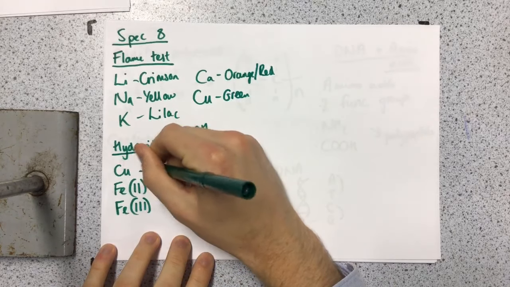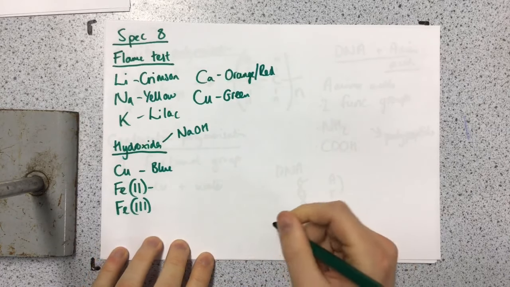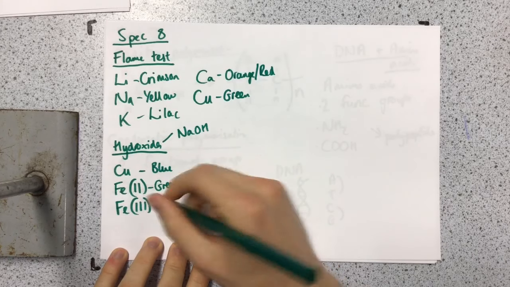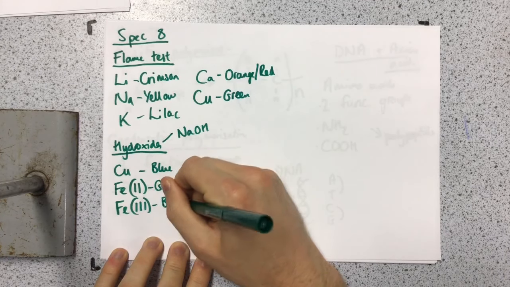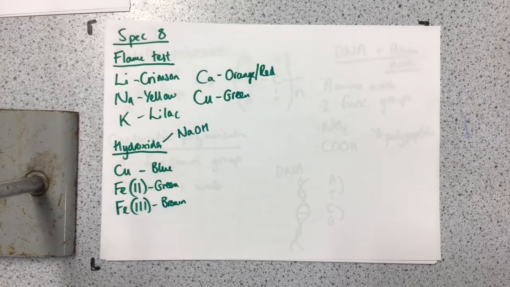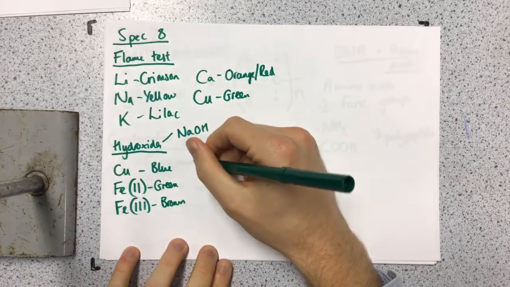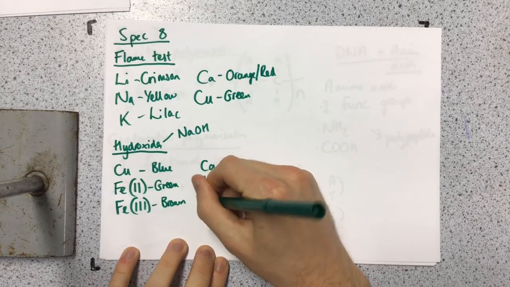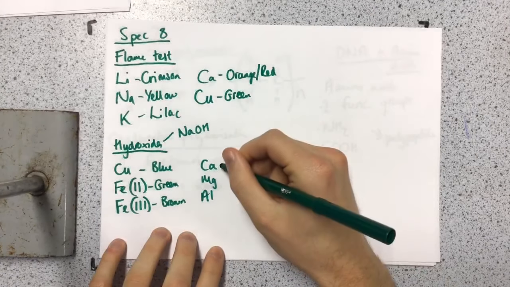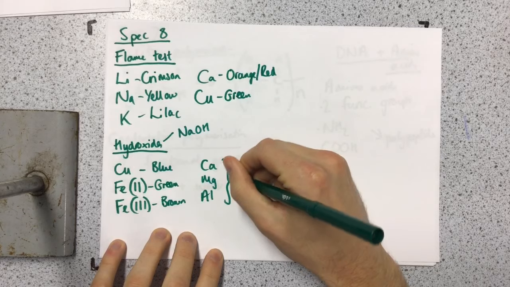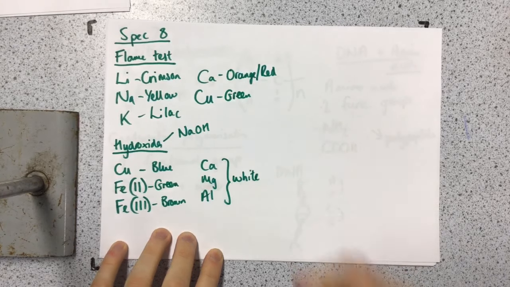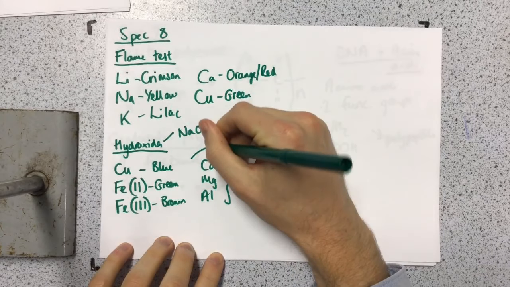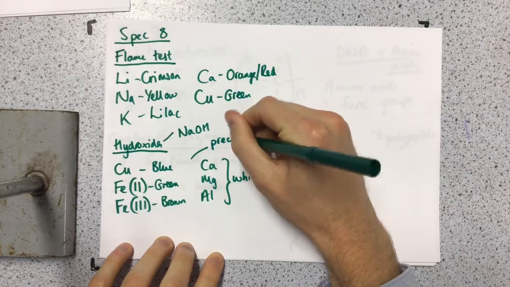Copper produces a blue precipitate. Iron 2 produces a green precipitate. Iron 3 produces a brown precipitate. So they're the colourful ones. Then you've got 3 others: calcium, magnesium, and aluminium. Each of these produces a white precipitate. So that makes it nice and easy because they're all the same colour. I'll put on somewhere that these are precipitates, just so you're aware.